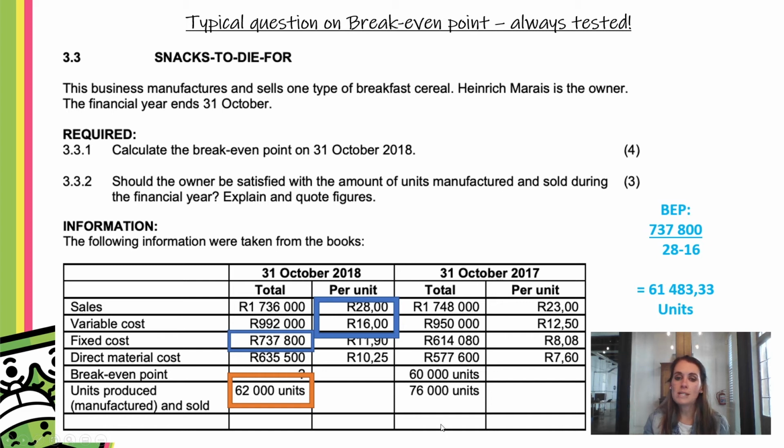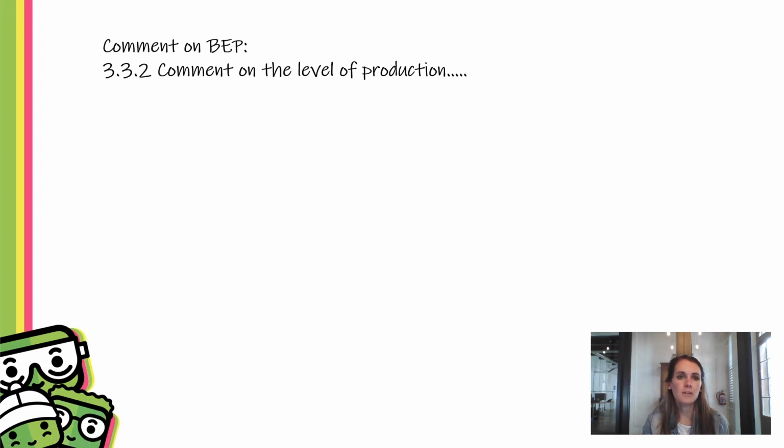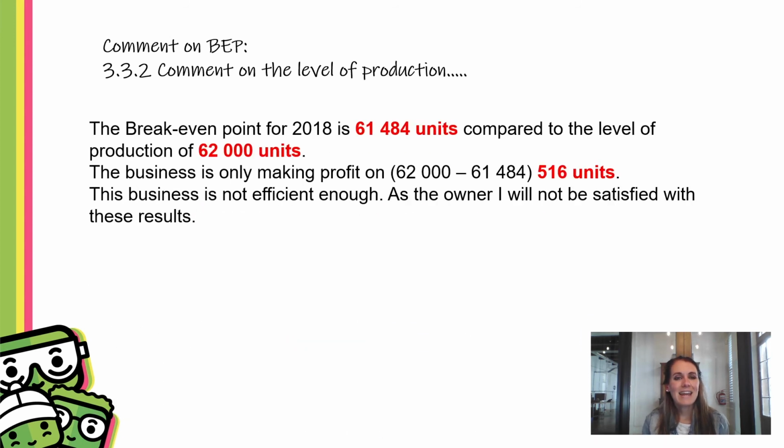You can always, as a last sentence, tell me that with all of this that we wrote down, the production actually decreased as well, as we can see, from 76,000 to 62,000 units. So let's go look at how the comment should look. I wrote their comment on the level of production just to show you that it means comment on break even. And there's my comment.